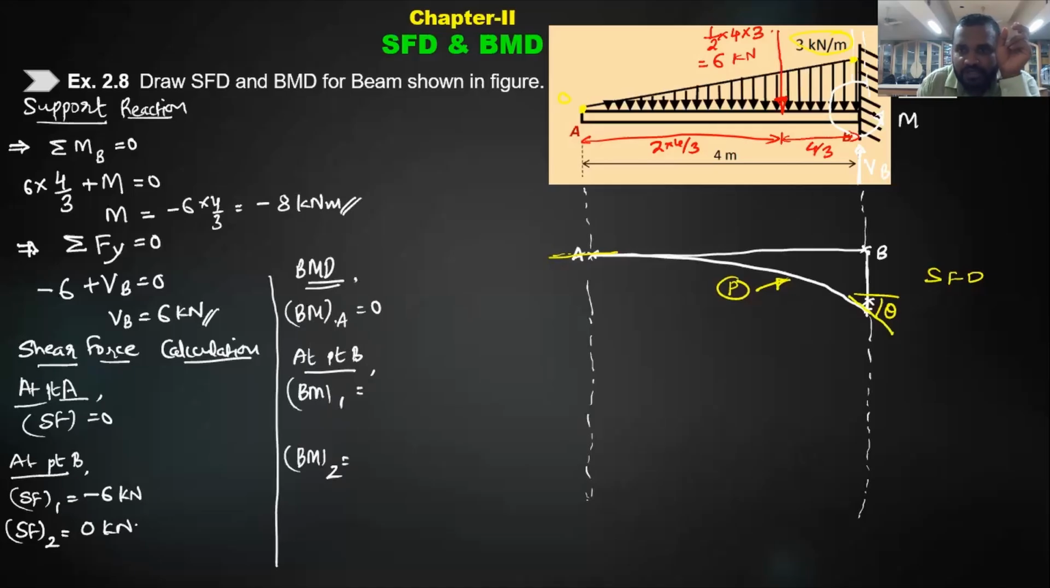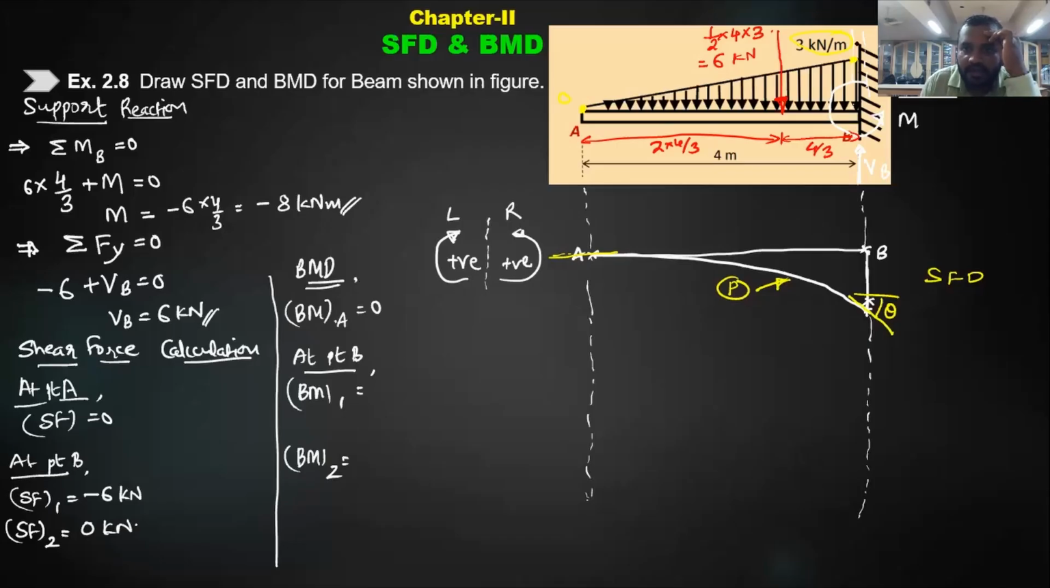Bending moment for the first section means I will not consider this moment. I will consider whatever is on the left hand side. And I will revise the sign convention. When I'm talking about the left side of the section, the clockwise moment is to be positive. And when I'm talking about the right hand side of the section, the anti-clockwise moment is positive. Okay, so always remember this.